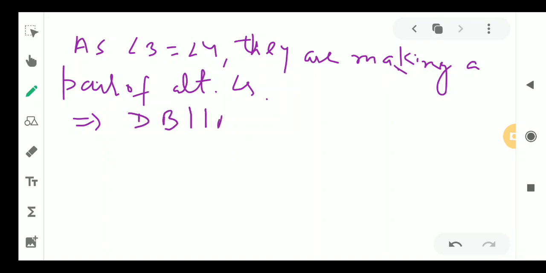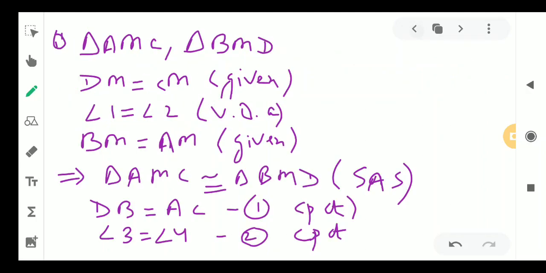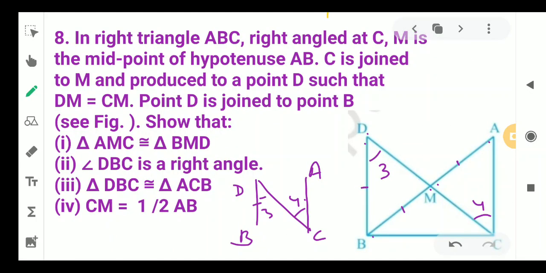DB is parallel to AC. Now what is the importance of this? We have shown DB is parallel to AC. Now see the transversal BC. DB is parallel to AC and see the transversal BC. In this transversal BC we are getting two angles, angle B and angle C.